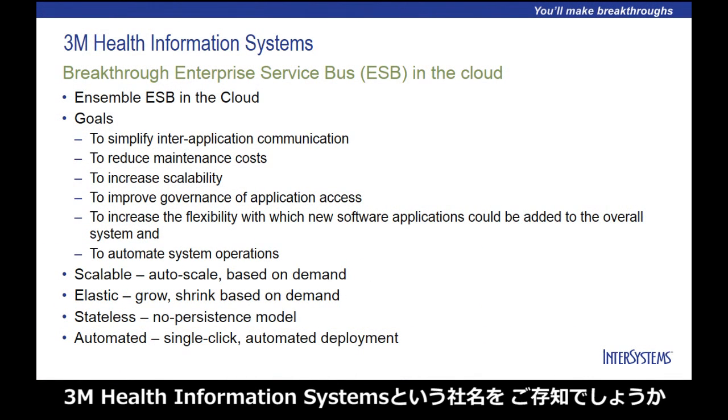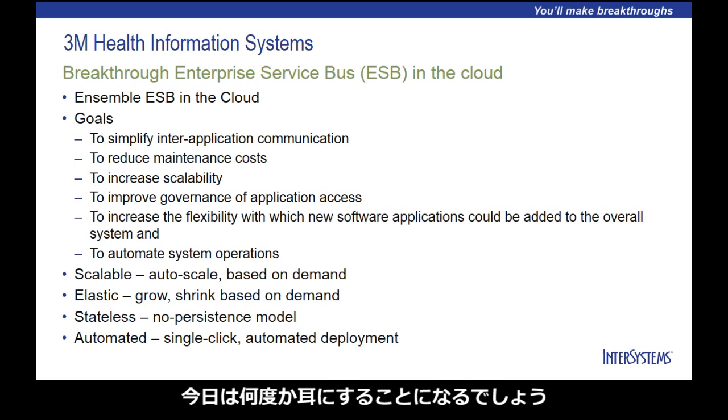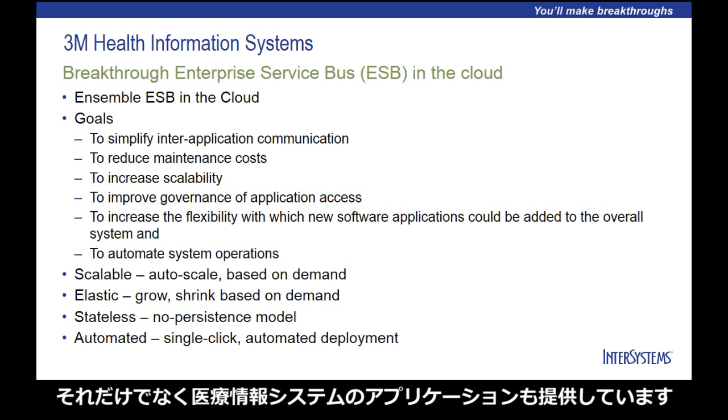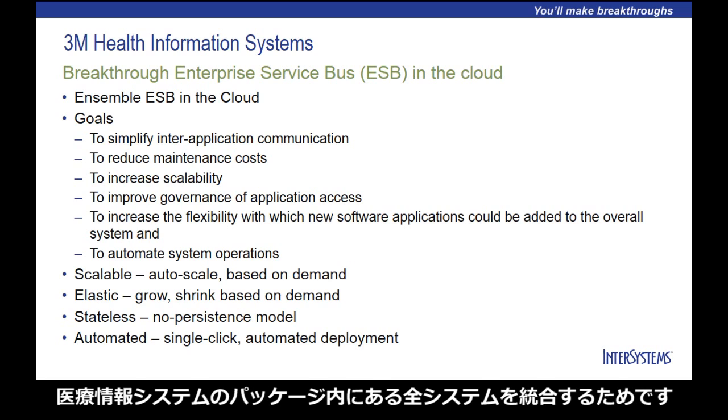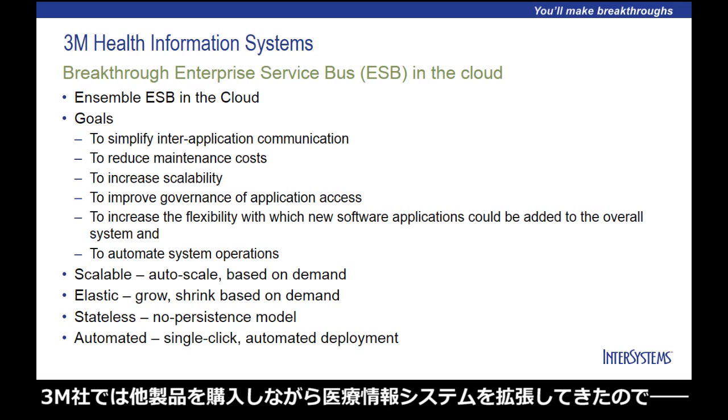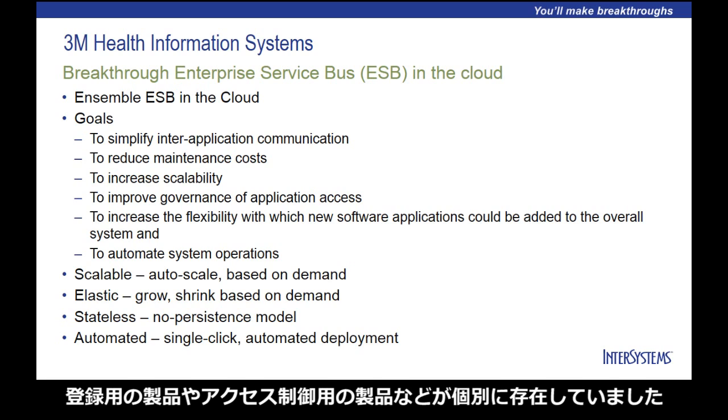Okay, so you've probably heard of 3M Health Information Systems, and you probably will hear some more of that throughout the day today. But 3M Health Information Systems, so 3M is the company that makes the Post-it notes. But they do a lot more than that. They actually have a health information system application. And what they wanted to do was have some sort of enterprise service bus to orchestrate all of these systems inside of their health information system package. And they grew their health information system by acquiring other products. So you have a product over here for registration, you have a product over here for access controls, you have a product over here for bed management, so on and so forth.